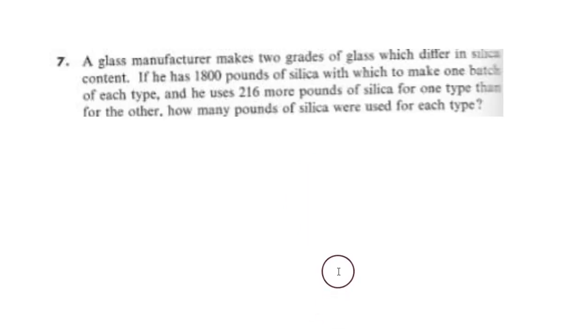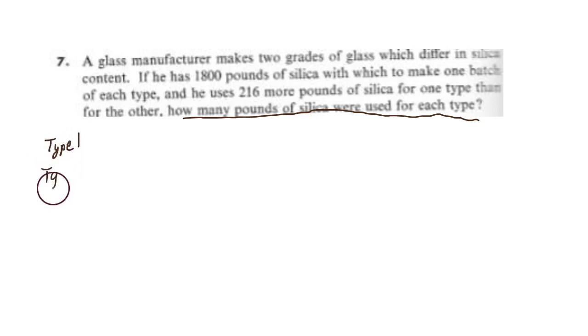Next, number 7. A glass manufacturer makes 2 grades of glass which differ in silica content. If he has 1,800 pounds of silica with which to make one batch of each type, and he uses 216 more pounds of silica for one type than the other, how many pounds of silica were used for each type? Let's call the 2 types type 1 and type 2. We'll use X to represent how much silica is used to make type 1, and Y will represent how much silica is used to make type 2.